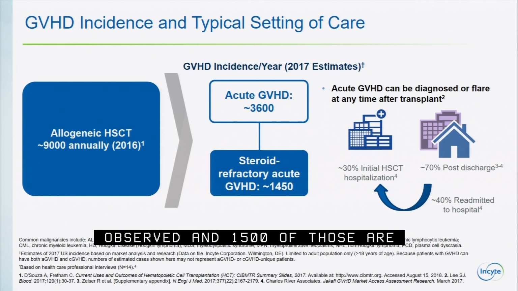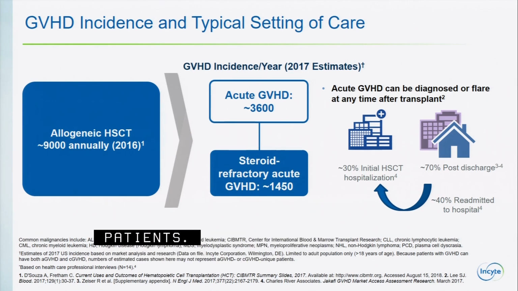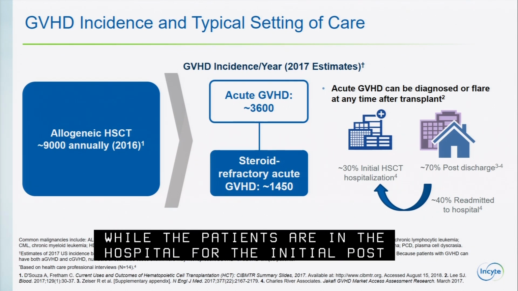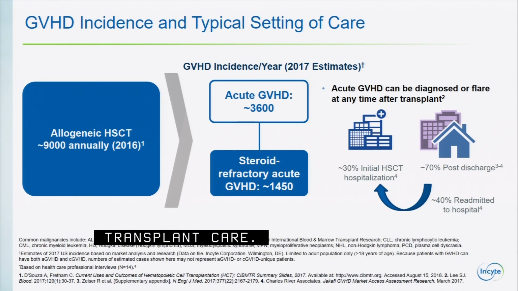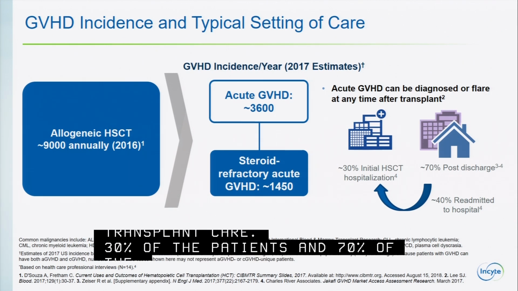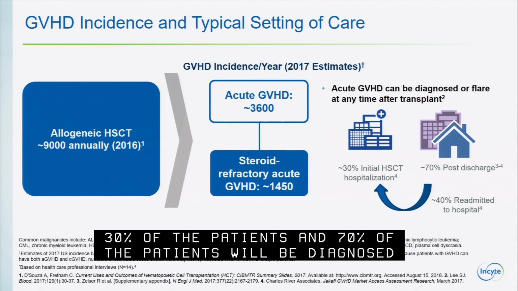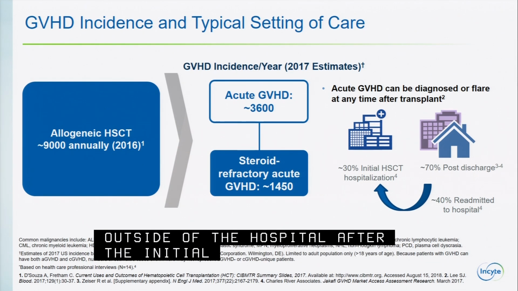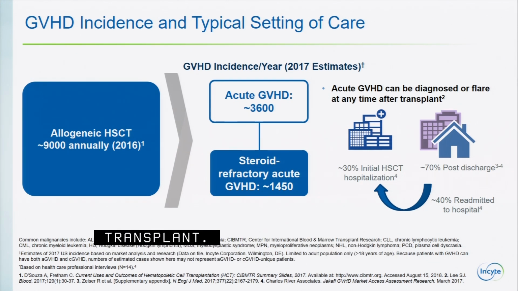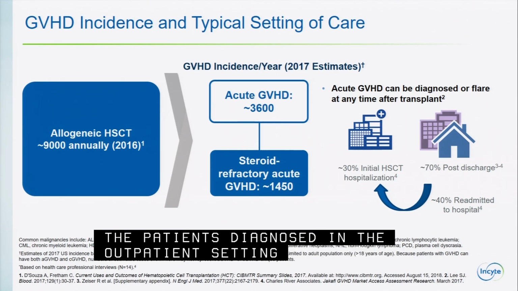A couple of additional points are important to outline. The disease can be diagnosed while the patients are in the hospital for the initial post-transplant care. This is about 30% of the patients, and 70% of the patients will be diagnosed outside of the hospital after their initial discharge post-transplant. The patients that are diagnosed in the outpatient setting, approximately 40% of those patients will be readmitted for their care of acute GVHD.